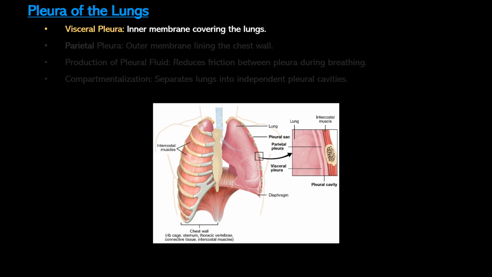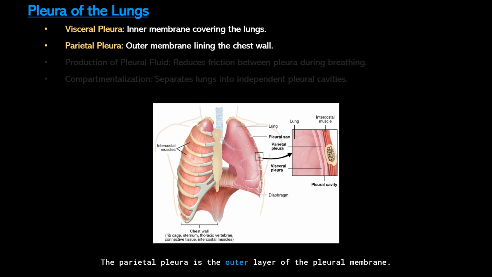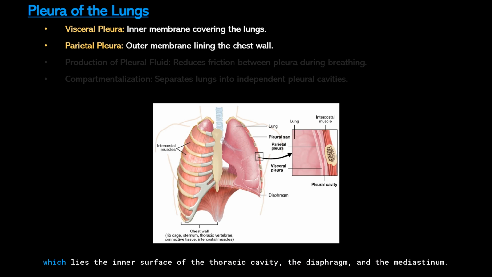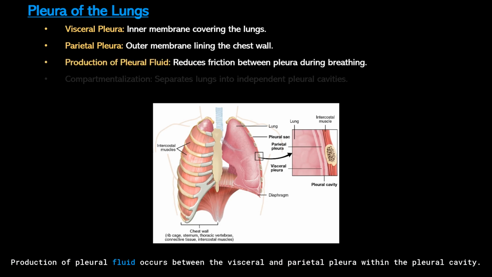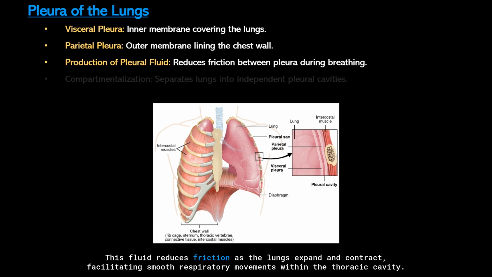The parietal pleura is the outer layer of the pleural membrane, which lines the inner surface of the thoracic cavity, the diaphragm, and the mediastinum. It creates a protective compartment around each lung. Production of pleural fluid occurs between the visceral and parietal pleura within the pleural cavity. This fluid reduces friction as the lungs expand and contract, facilitating smooth respiratory movements within the thoracic cavity.